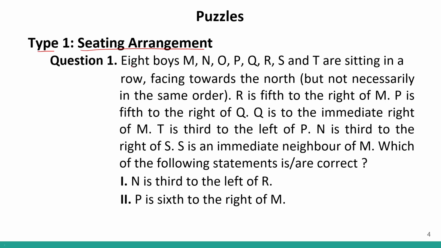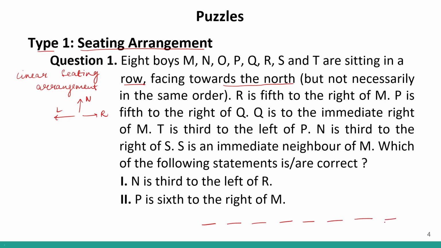So, the question is: 8 boys are sitting in a row. In a row means this is a linear seating arrangement question, correct? There are 8 boys that are facing towards the north. So if they're facing towards the north, that means this will be their right side and this will be their left side, correct? So there are 8 boys, so 1, 2, 3, 4, 5, 6, 7, 8 positions.